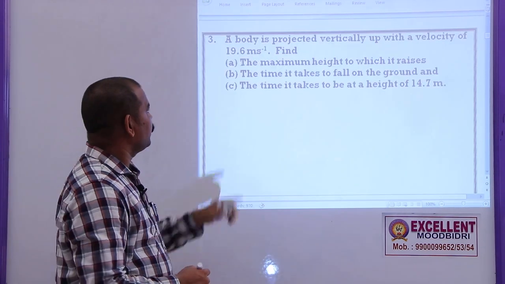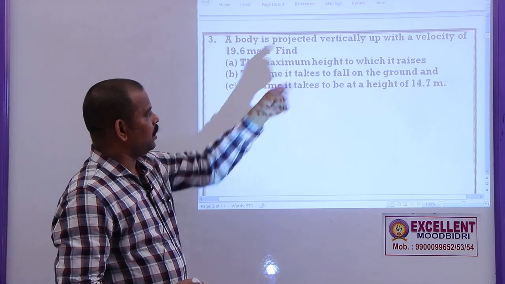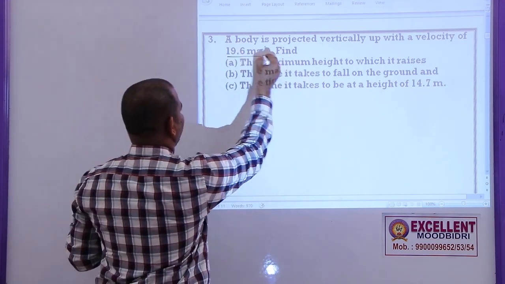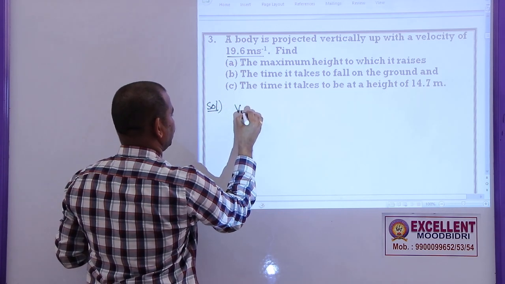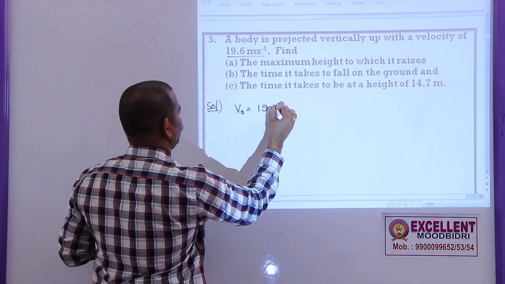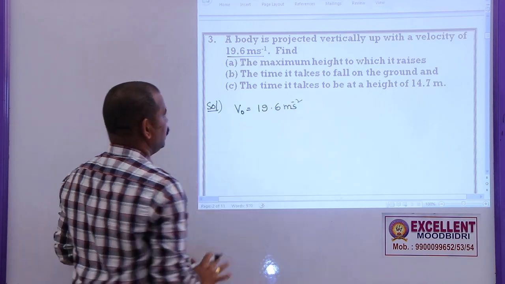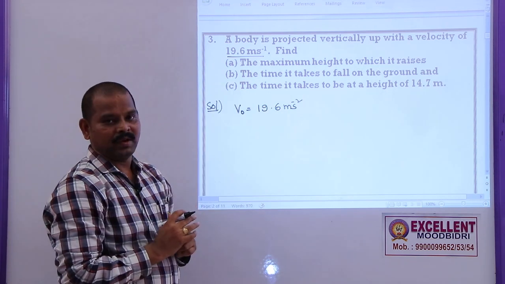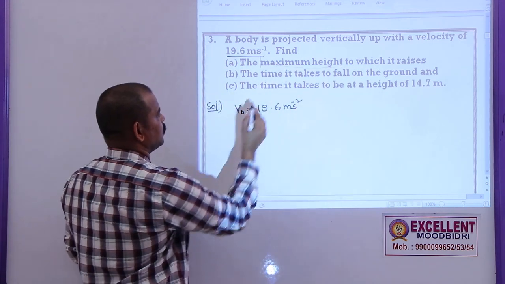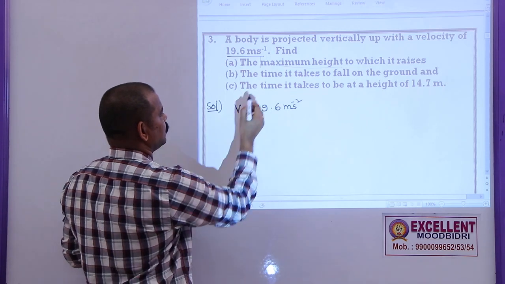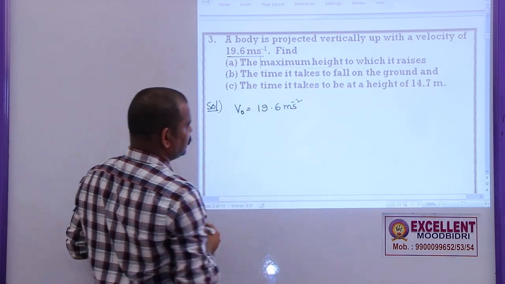Problem number 3: a body is projected vertically up with an initial velocity of 19.6. The solution: first write the data. What is the initial velocity? This is 19.6 meter per second. Only the initial velocity is given. Now, they ask us to find the maximum height which it rises, the time it takes to fall onto the ground, and the time it takes to be at a height of 14.7.